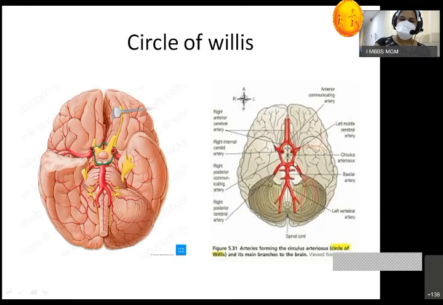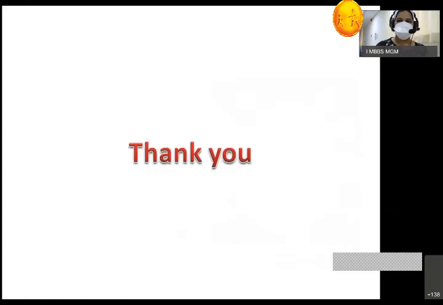They give branches on the anterior side and branches on the posterior side. Together, all these branches and vessels form a circle which lies at the base of the brain. Here you can see these are two internal carotid arteries. This is the basilar artery, vertebral arteries. This is the pons and this is the medulla. Together they form a circle of arterial branches, so this is called the circle of Willis. So that was the general introduction of the cerebrum.